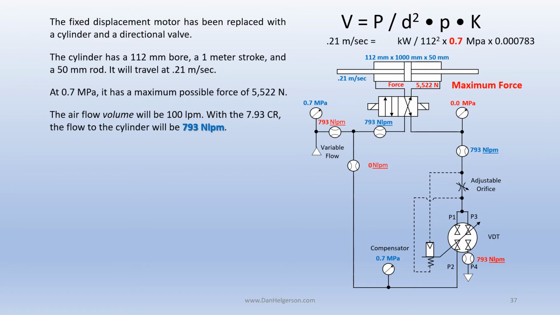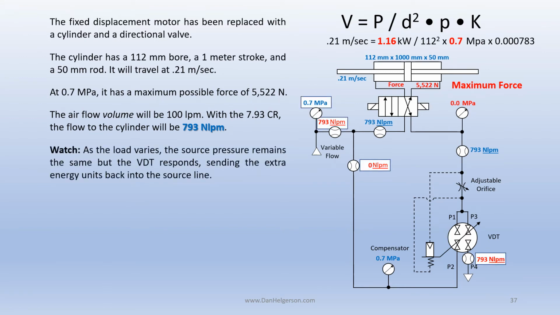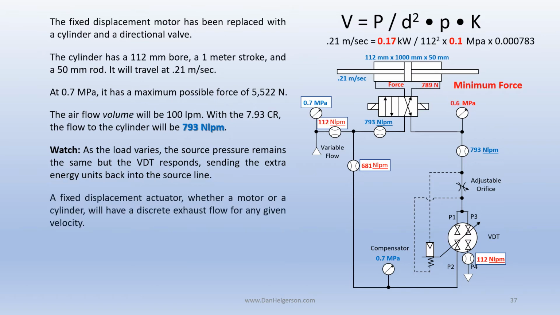Now when we look at the formula, we see that at 0.7 megapascals and at that particular velocity and with that pressure, we are going to have to draw 1.16 kilowatts of power. Now watch, as the load varies, the source pressure remains the same, but the VDT responds, sending the extra energy units back into the source line.